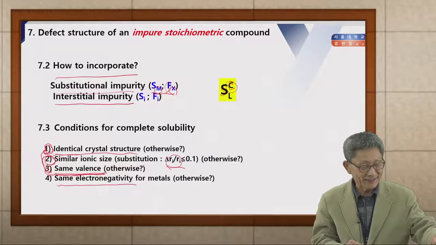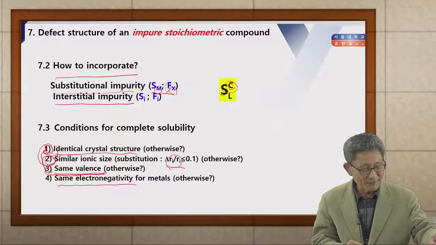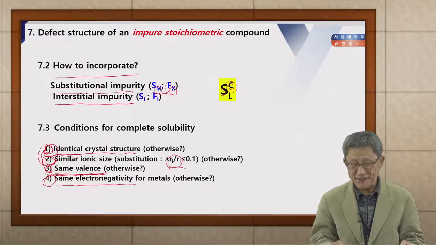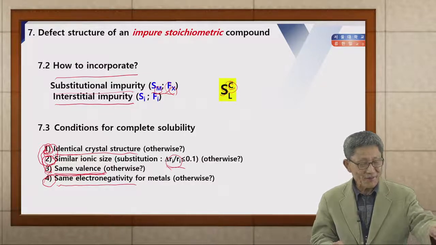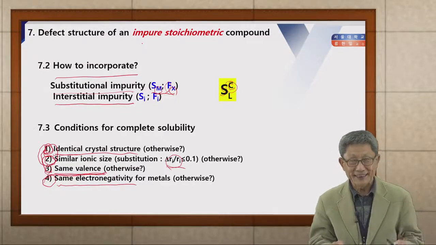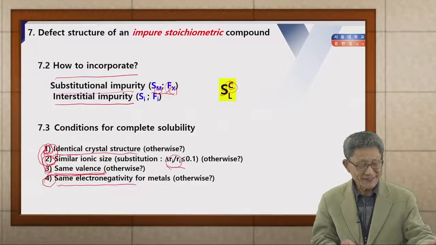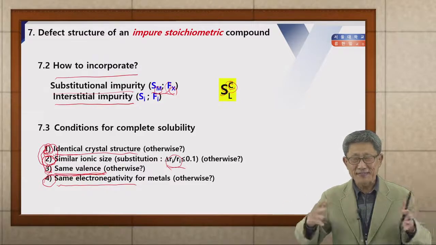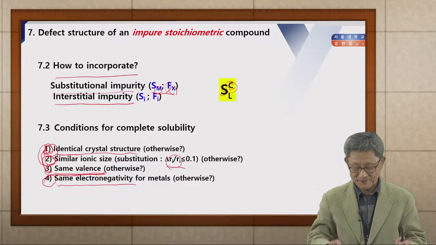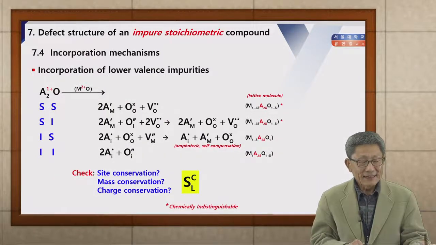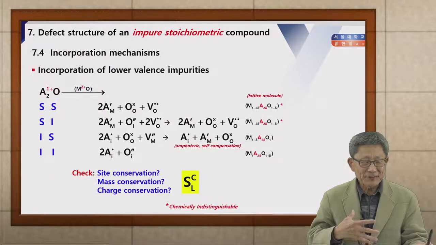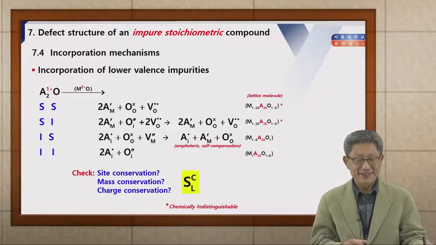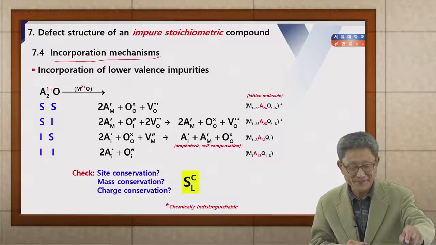For the case of metal, in addition to number one and number two, this condition should be met. Now we are dealing with the ionic solid. Normally, when we say impurity, our system does not make the complete solution. Okay, then let's consider how these impurities go into our host lattice. This is called the incorporation mechanisms.